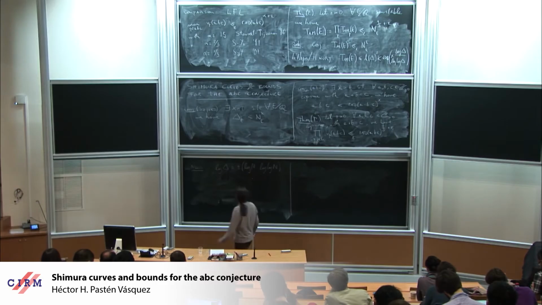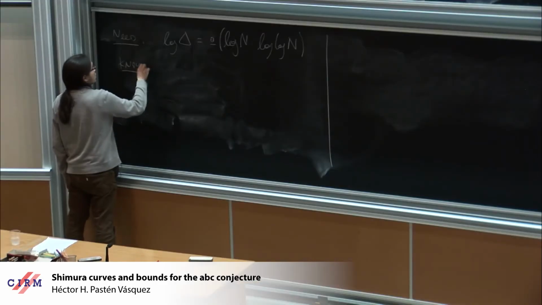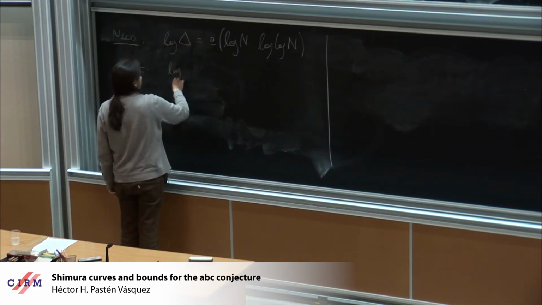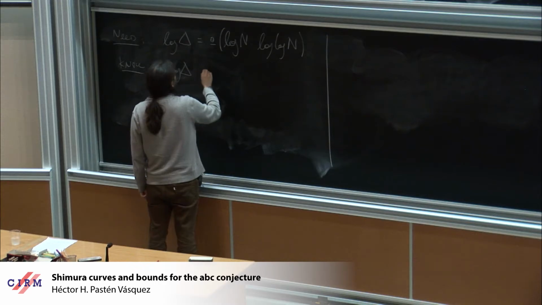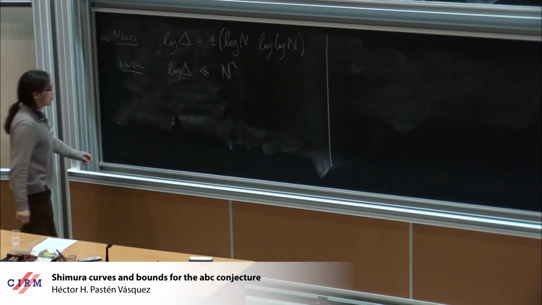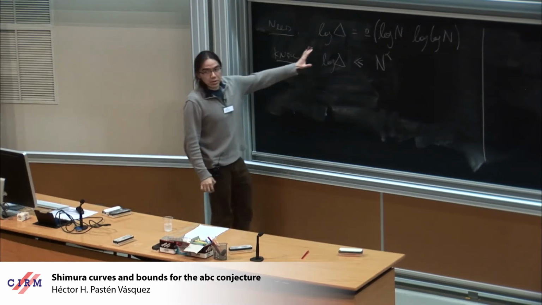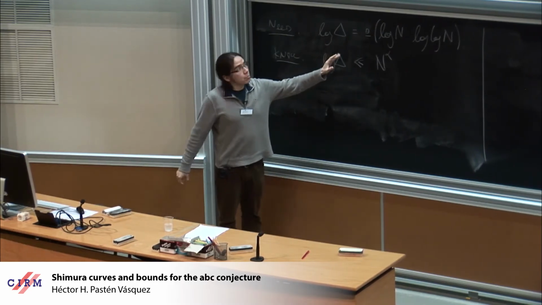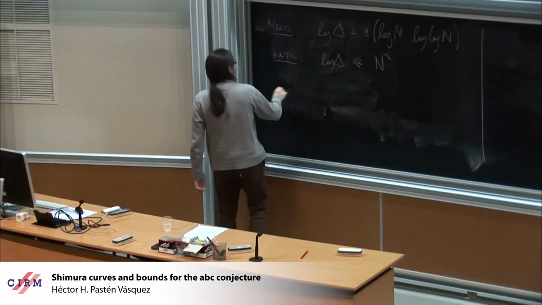We don't have it, and in fact, what we know is that log delta is bounded by n to some power. I don't want to be precise on the exponent, okay? Depending on what are you assuming about your elliptic curve. But this is exponential.